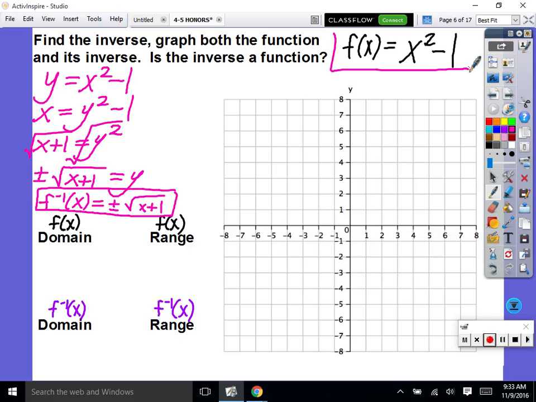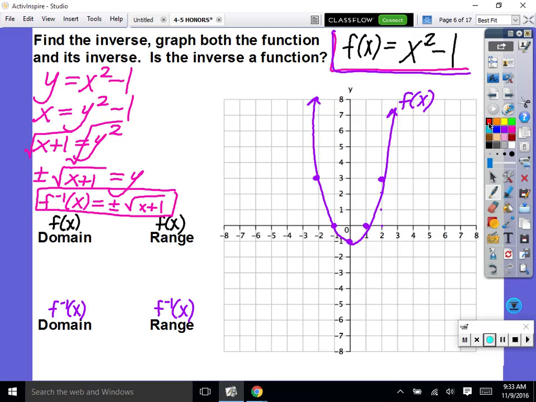Okay, so let's graph the original function. I'll graph the original function in purple here. So we know how to graph a quadratic that's shifted down 1, so we go down 1. And so we can plot points here. So I'm graphing my original f of x.